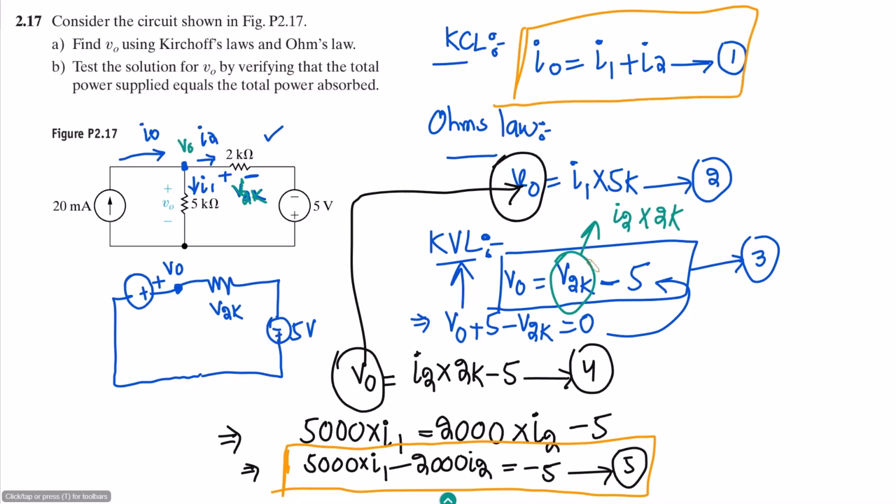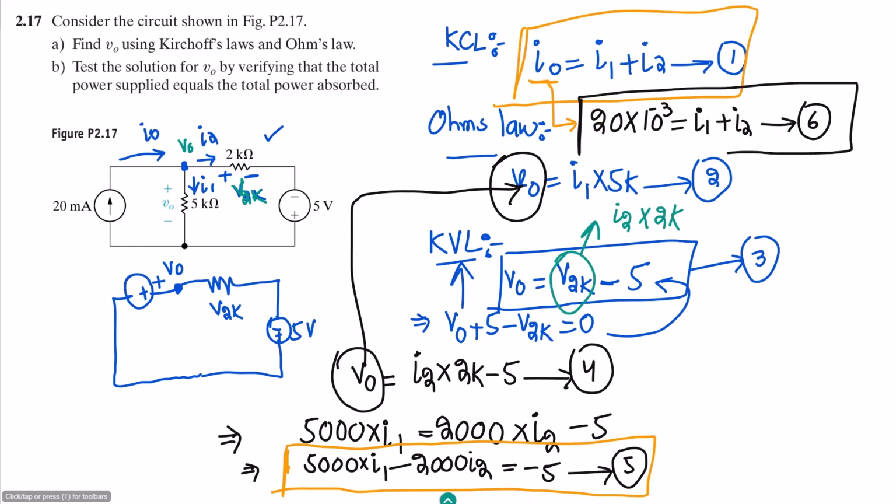Okay, so here in these two equations, let us compare them, and comparing them we have to put the value of I naught here as well, using a similar color. The value of I naught is 20 milliamperes, so that is 20 into 10 to the power minus 3, which is equal to I1 plus I2, and let me call it equation 6. So now we have this equation and equation 6, and we can find the values of I1 and I2 from those equations.